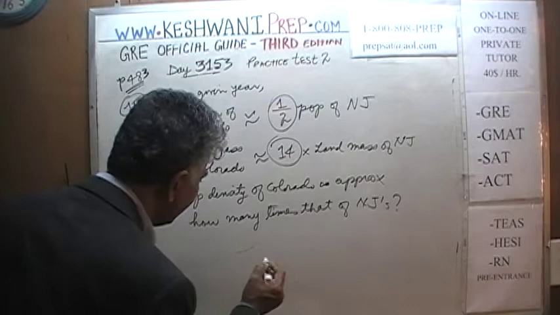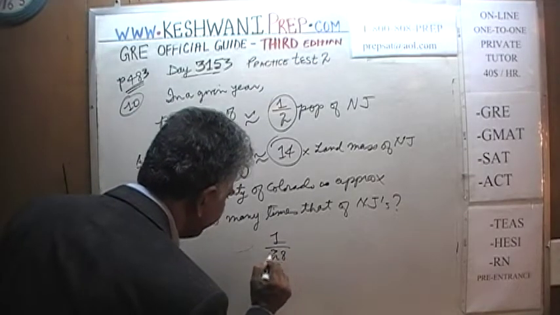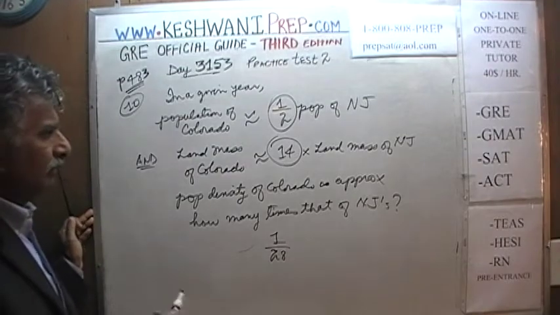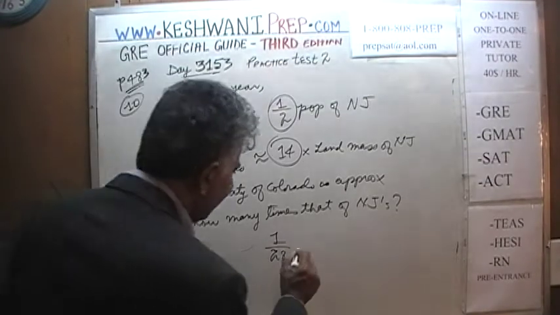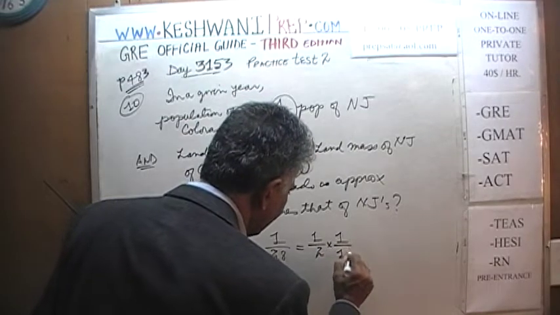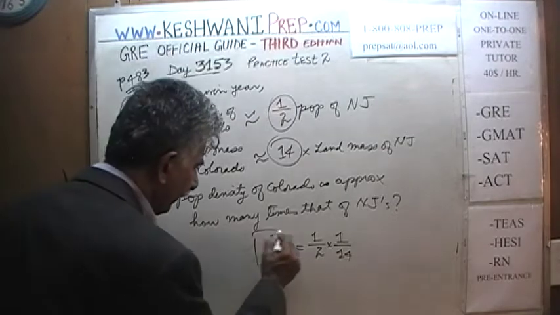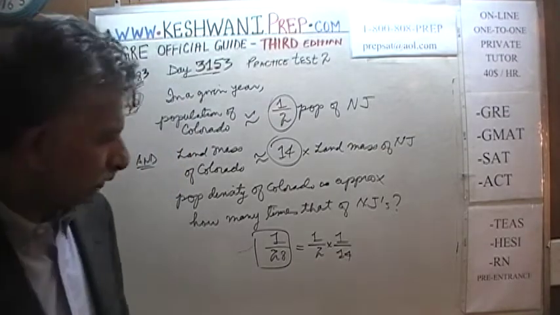There is nothing really to do. Population density is 1/28, because it has 14 times the amount of land and half the population, so 14 times 2 is 28. I don't know what else we can do here. There's not really much to do.